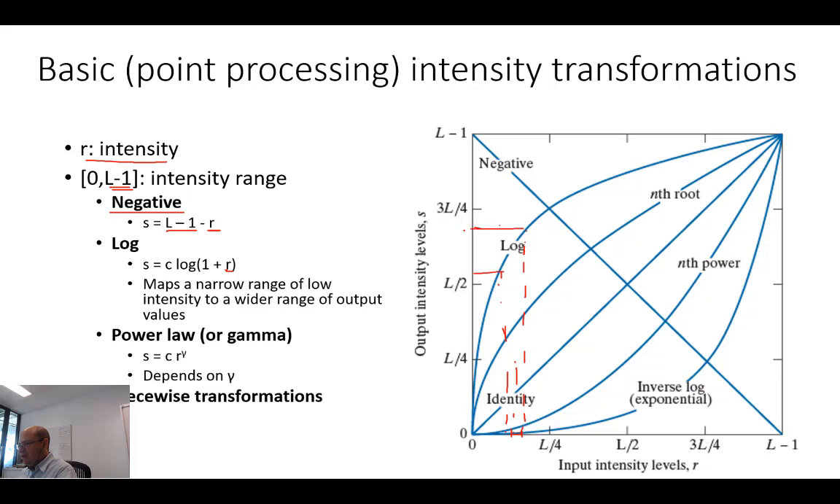If you pick up here, you see this is a wider range of intensity values from a very narrow range in the original image. Similarly to the log operator, we have the power law or gamma operator, where we get the intensity values of the original image and put them to the power of a determined value.